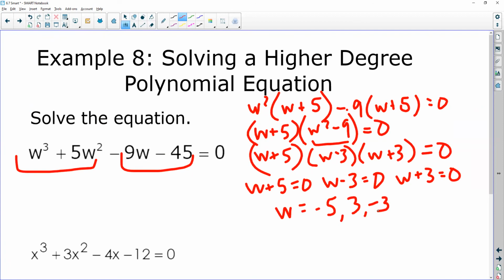Down in the bottom, the same thing happens. X is going to be equal to 2, negative 2, and 3.